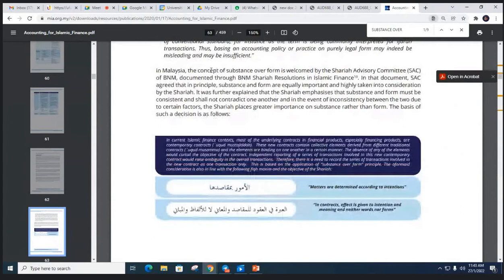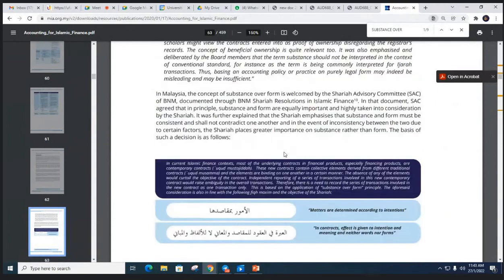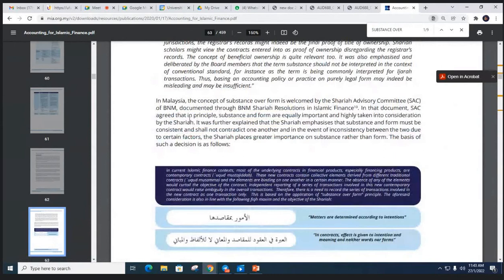In Malaysia, the concept of substance over form is welcomed by Sharia Advisory Committee of Bank Negara Malaysia, documented through Bank Negara Malaysia Sharia Resolution in Islamic Finance. 10 apa? This one, accessible here. Okay. In that document, SAC agreed that substance over form are equally important and highly taken into consideration. Ni boleh juga diambil sebagai answers.